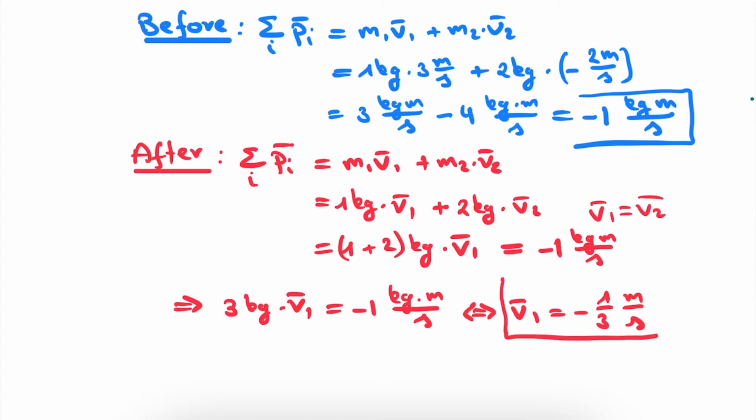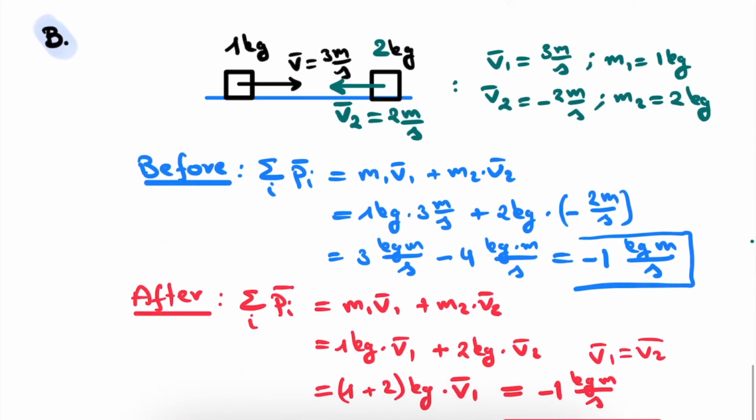And this is our final result, which says that in our initial situation, after this collision, both of the objects will be moving to the left with a very low velocity of minus 1/3 meter per second. And let's now go to the second and final exercise.